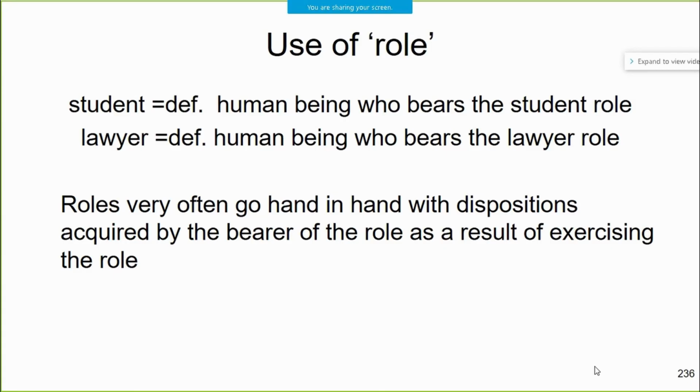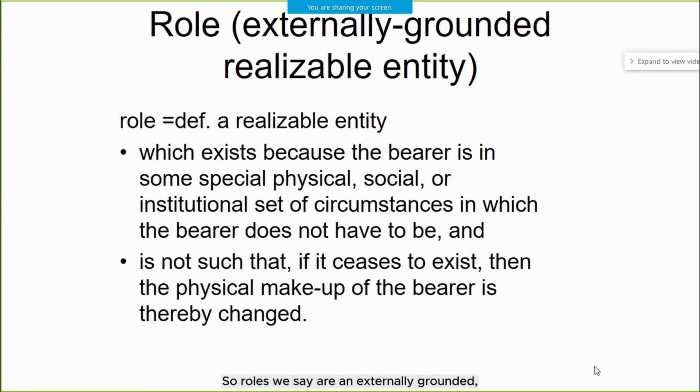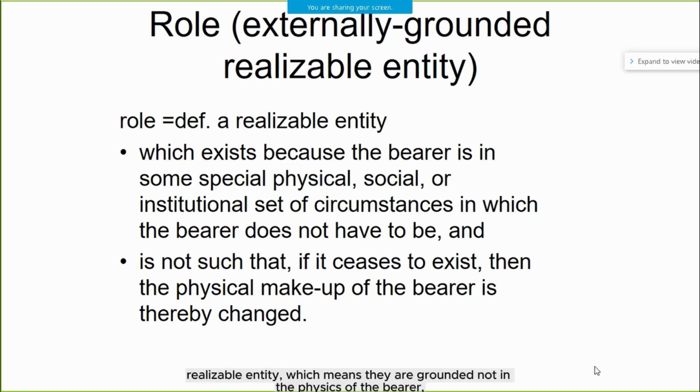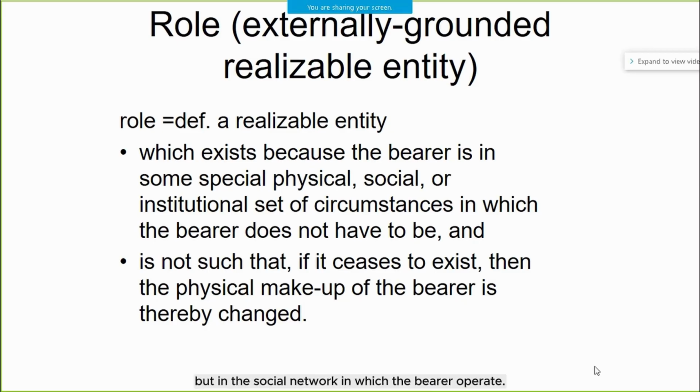And so roles, we say, are an externally grounded realizable entity, which means they are grounded not in the physics of the bearer, but in the social network in which the bearer operates.